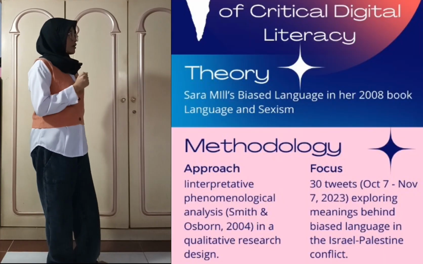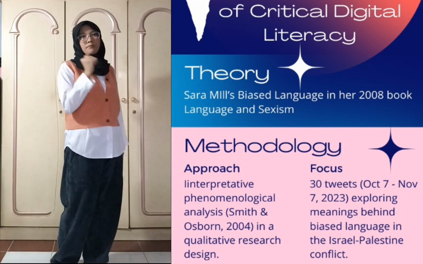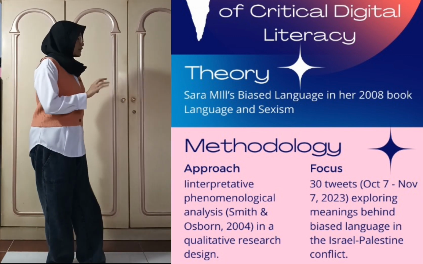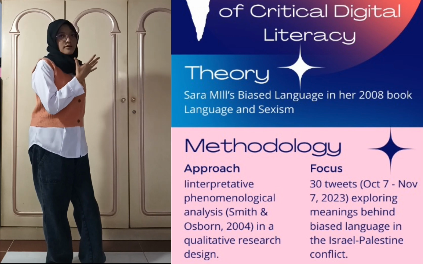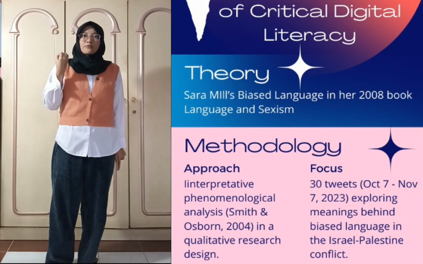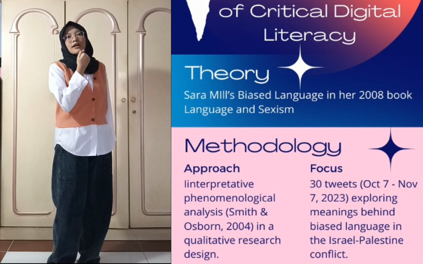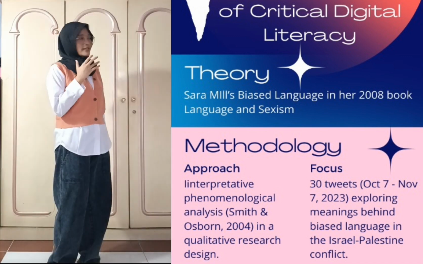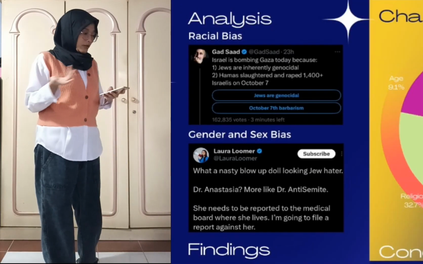The theory that we're going to use here is Sara Mills's biased language theory, based on her book titled Language and Sexism, published in 2008. Now let's move to the methodology. The approach here is the method by Smith and Osborne in 2004, and it is a qualitative research design. We're going to analyze 30 tweets spanning from October 7th to November 7th, 2023. So we're going to move to the analysis.